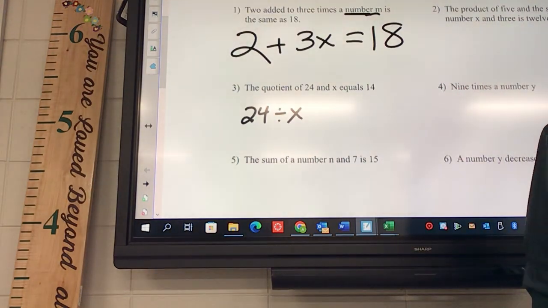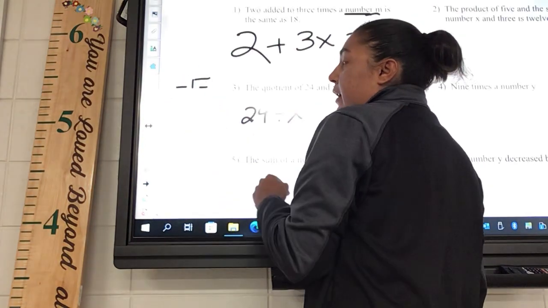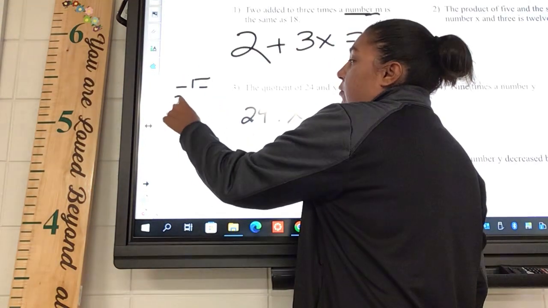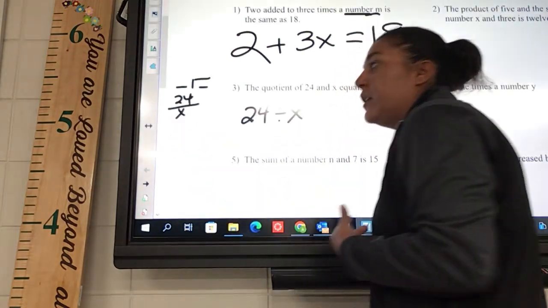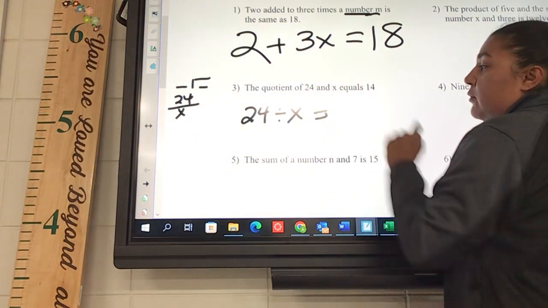Okay, and same thing. You can write it like, people do this like box and put 1 on the inside, 1 on the inside or outside. Okay, you can say 24 over x. That also means division. Okay, or you can use the old school bar with the dot dot. Okay, 24 and x equals, means equals 14.